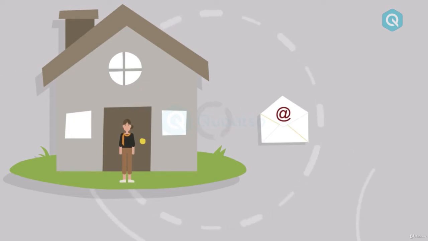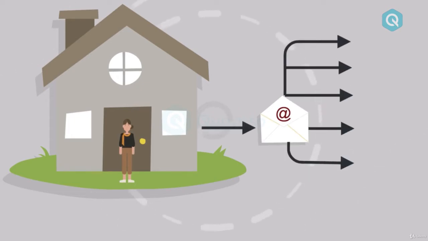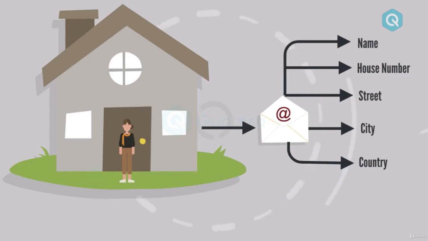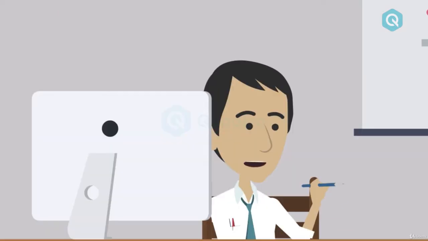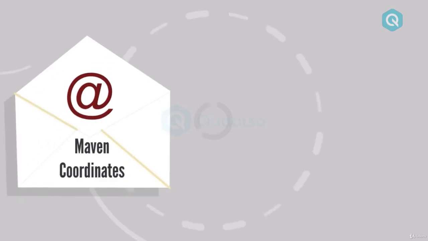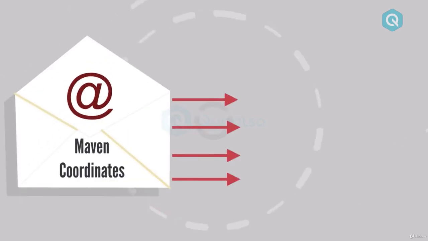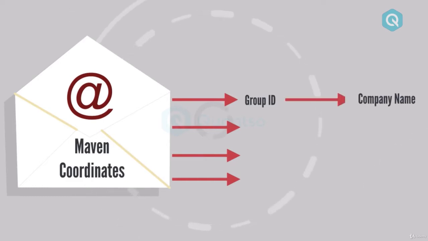Each address in this world is unique. Similarly, whenever we create a project, Maven wants a unique coordinate to identify that project. Let's decipher the different parts of the Maven coordinate. A Maven coordinate contains 4 components. First, group ID. Group ID is the group of related artifacts.